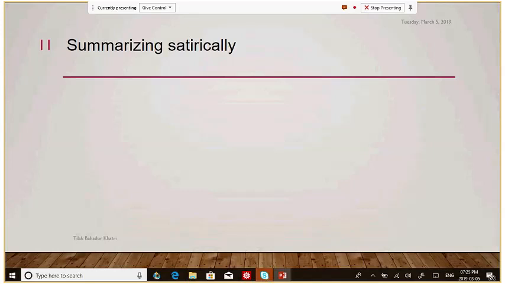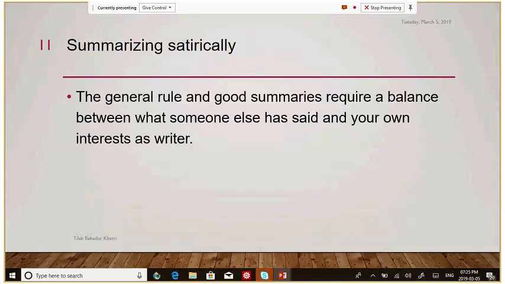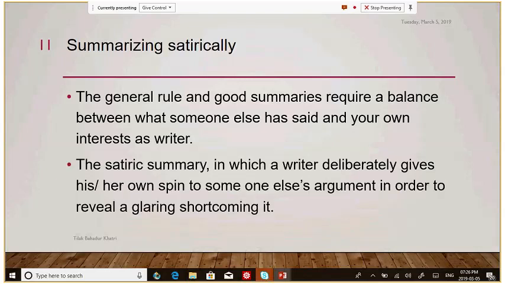Summarizing satirically. The general rule is that good summaries require a balance between what someone else said and your own interest as a writer. It is very interesting to see what others are saying and what my interest is as a writer. I have mentioned examples here. The satiric summary is one in which a writer deliberately gives his or her own spin to someone else's argument in order to reveal a glaring shortcoming.